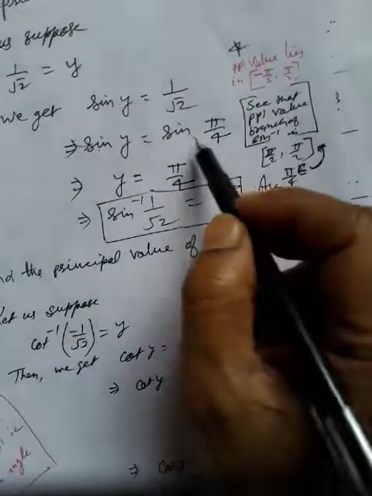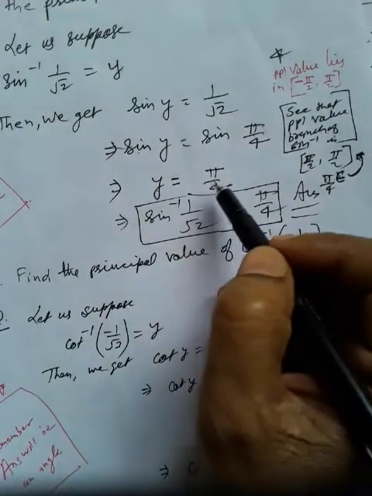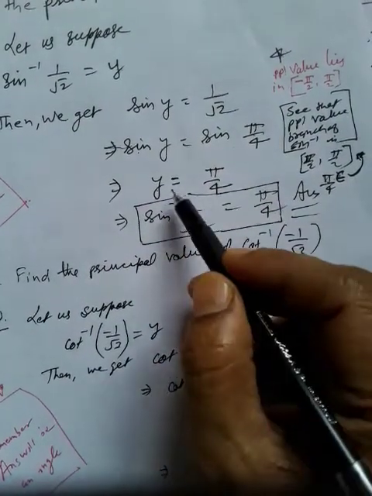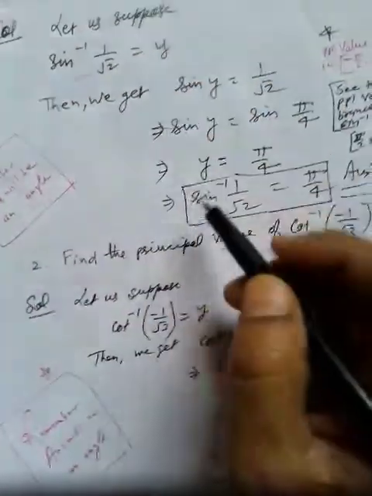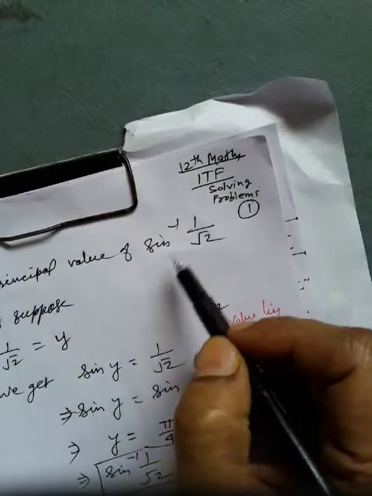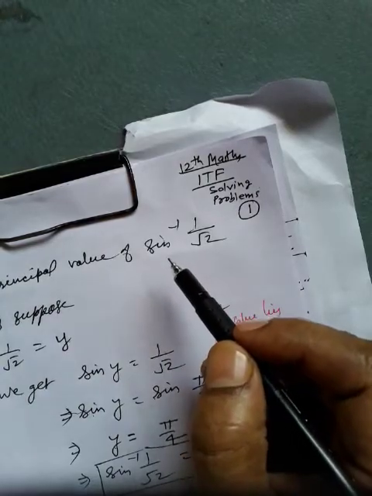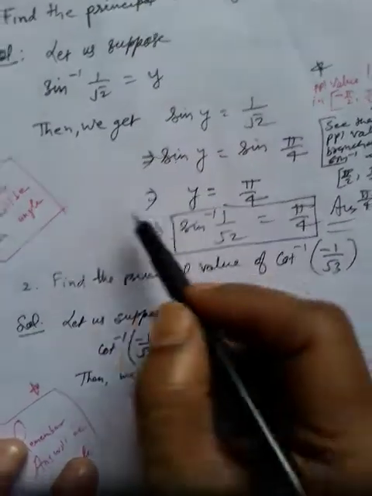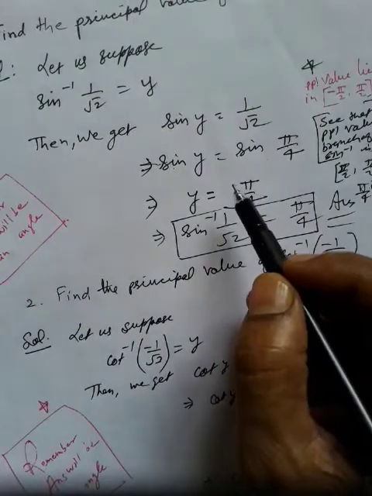Now sine y is equal to sine pi by 4. So we can write y is equal to pi by 4. And now y, what is y? We supposed y is sine inverse 1 by root 2. So sine inverse 1 by root 2 is equal to pi by 4. This is the answer. And remember, for other inverse functions also, the answer of this type of question will be one angle. Now you have become very much aware of this question, and after that we will solve another question. Thank you.